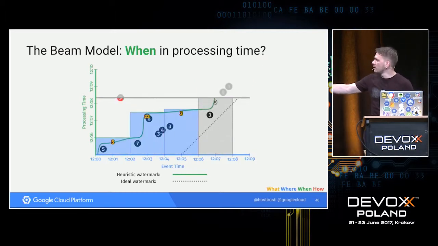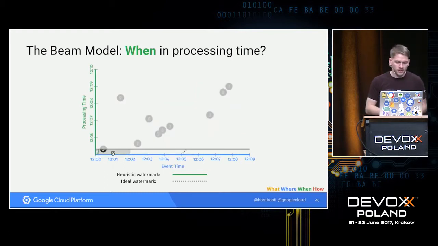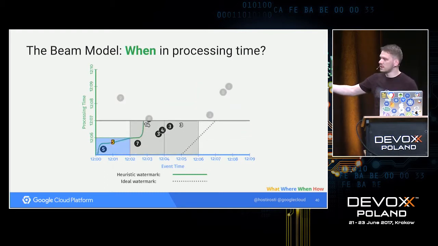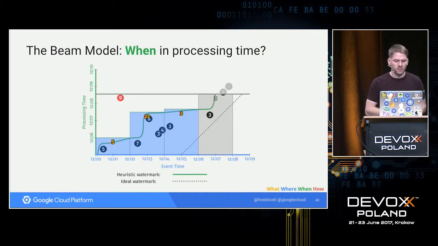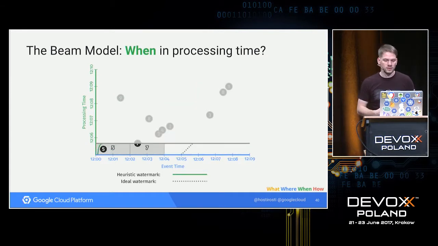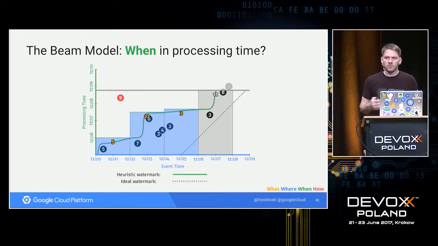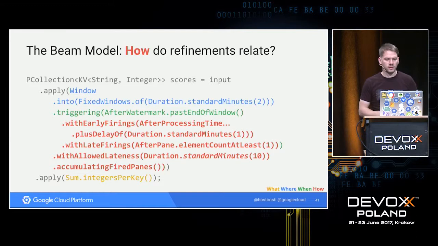And then we have here, for instance, the second window, where we wait a little bit longer after the window until we actually emit the results. Now, what we can also see here is that one of the elements has not been considered. Here we have this element that came in late into the system, and we have already emitted a result. So we have to deal with this. And that is where the fourth question comes in: how do refinements relate in this whole data processing?